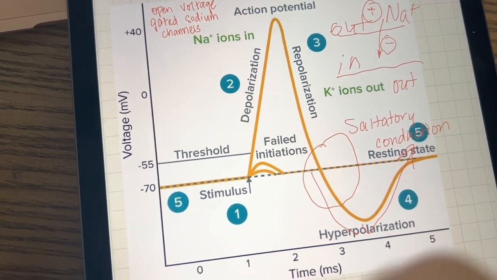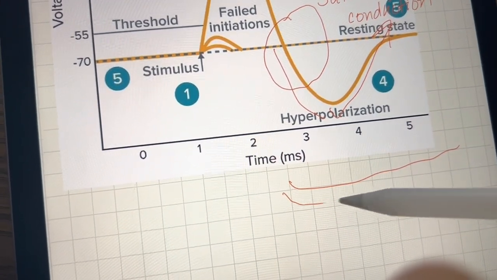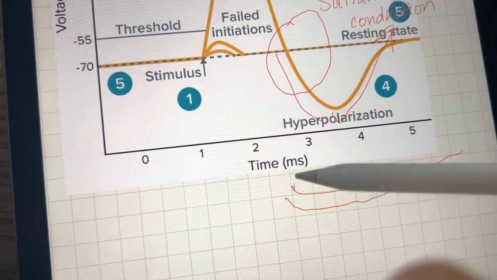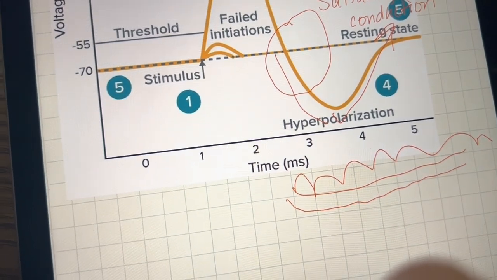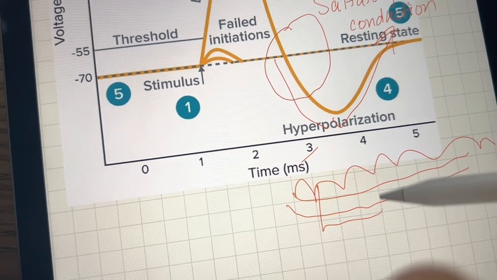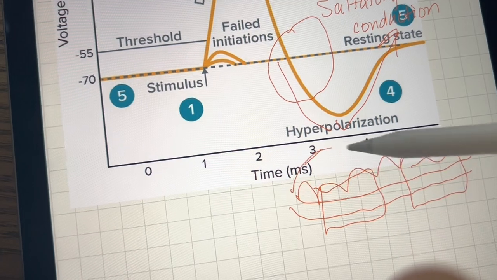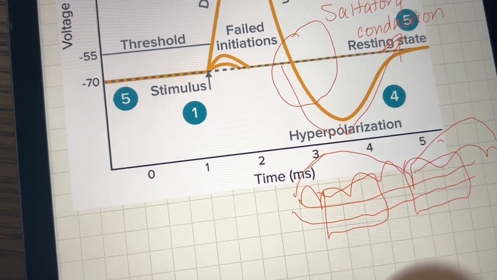It would be easier to visualize it this way. Let's say this is an axon, and here depolarization has to occur step by step along the whole length. However, when there are myelin sheaths, ignore that, there are myelin sheaths here, it's only going to jump from node to node like this. So it's going to be way faster.